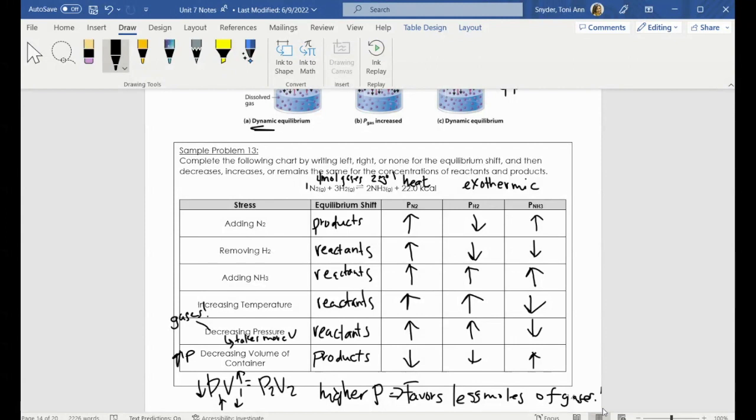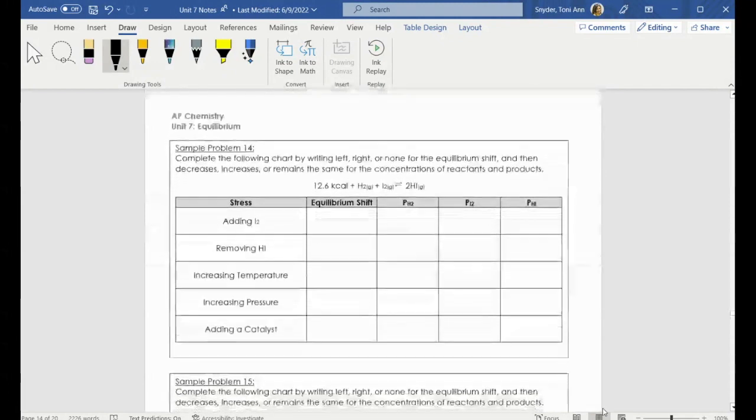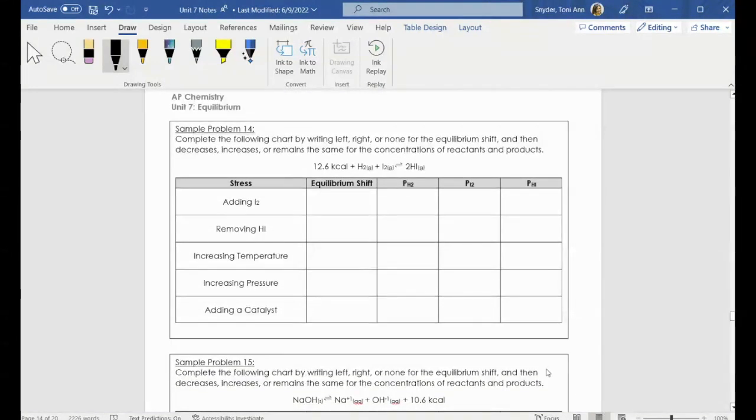Higher pressure will always favor fewer moles of gas. So let's take a look at sample problem 14 in this case. Looks like we're still working with gases here, except notice that my heat is on the reactant side of this equation, so we call this an endothermic reaction. Instead of left, right, or none, we're going to write products or reactants, and say what's going to happen to the concentration of each of these.